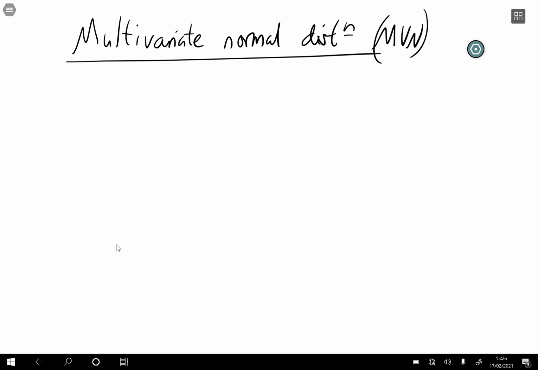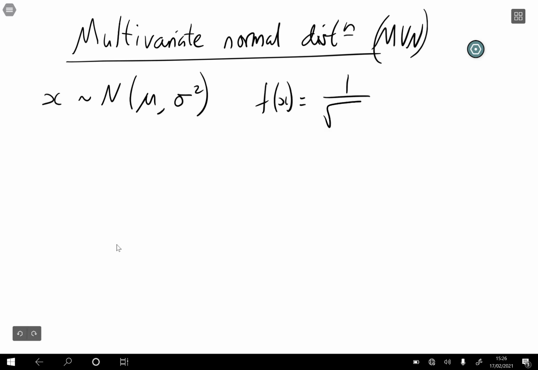With a standard univariate normal distribution, let's suppose we've got a variable x, normally distributed. Then the distribution is fully specified by its mean and its variance. X is distributed normal, mean mu, variance sigma squared. And the density of x here will be f of x, which is just 1 over root 2 pi sigma squared, e to the minus x minus mu all squared over 2 sigma squared.